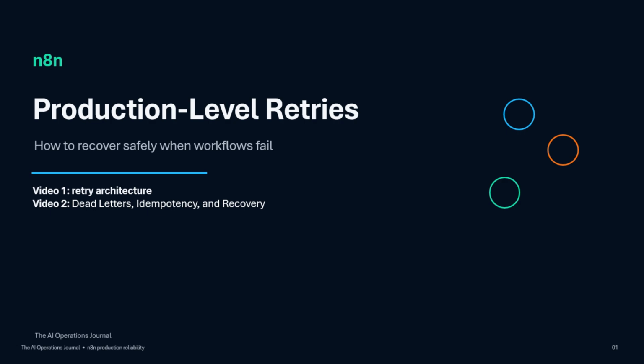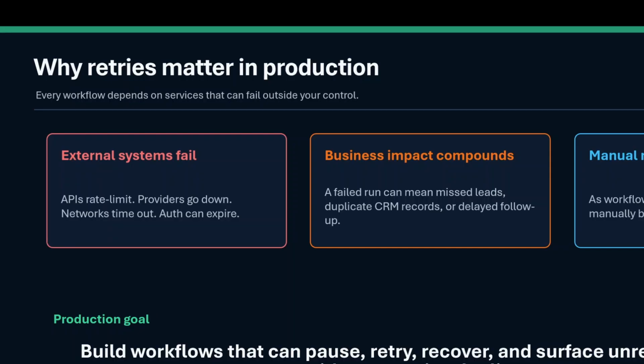Why retries matter in production? Retries matter in production because every single workflow depends on services that can fail outside of your control. When you build automations, usually you connect to external systems, right? You connect to CRMs, you connect to APIs, etc. And those systems can rate limit you. For example, if you are making a lot of requests to the Claude API or the OpenAI API, they're going to temporarily rate limit you, meaning you won't get any response. You're going to get a 429 status code, and you won't be able to complete the workflow execution.